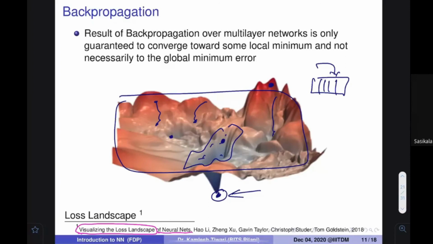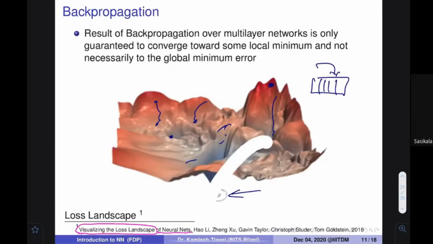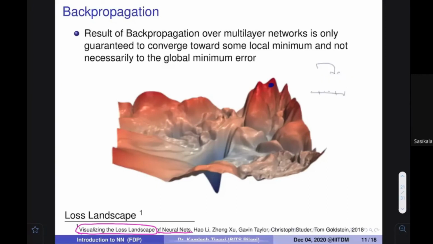Let's assume this is the area. If you initialize 20 times, and this area is 1 by 20 of the total parameter size, then after 20 initializations it is highly probable that at least one point will land over here, and you will reach the absolute minimum. The takeaway from this slide is that the loss landscape is complex, so finding the absolute minimum is not easy. It is not guaranteed. You would reach only local minima; global minima you may not reach. Make sense? Yeah, thank you.